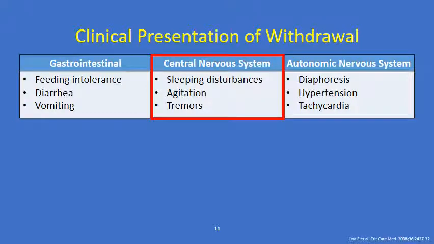When you're looking at the central nervous system, some of the symptoms you can see are sleeping disturbances, agitation, and tremors. And then specifically in the autonomic nervous system, you can see diaphoresis or sweating, hypertension, so elevated blood pressure, tachycardia, so elevated heart rate. So these are some of the symptoms you can definitely see with withdrawal.